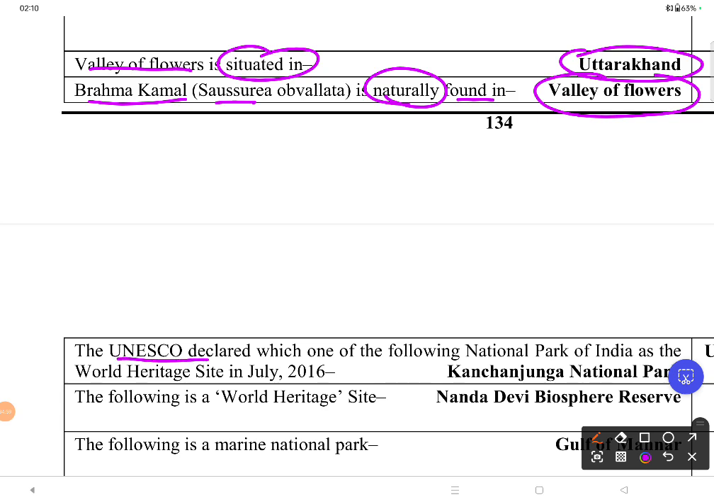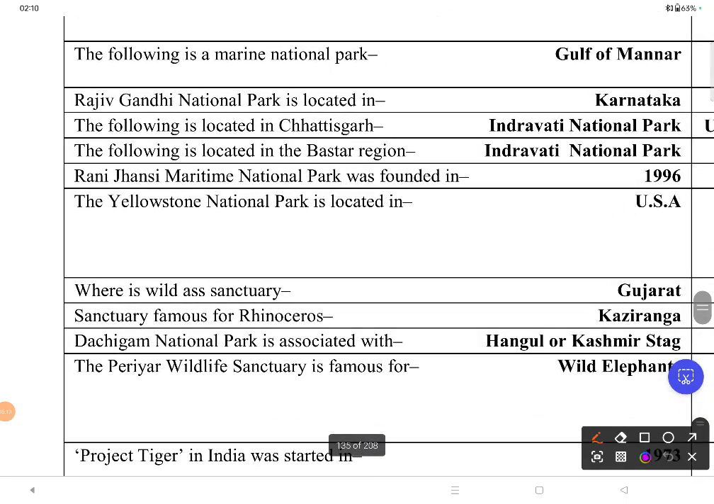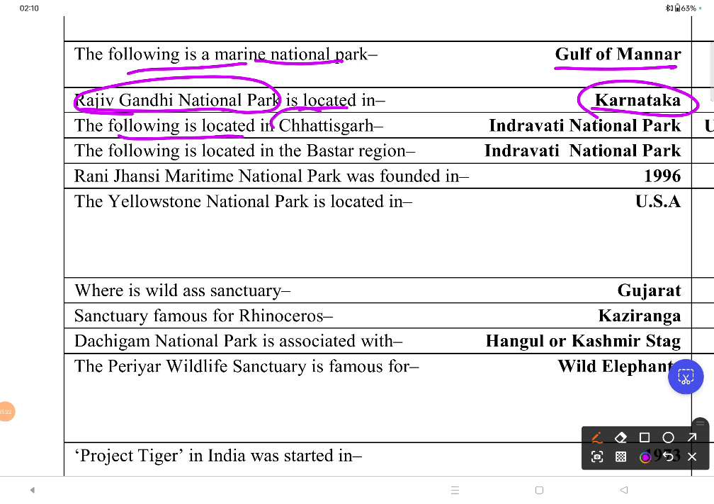UNESCO declared which one of the following national parks of India as a World Heritage Site in July 2016? Kanchenjunga National Park. The following is a World Heritage Site: Nanda Devi Biosphere Reserve. The following is a marine national park: Gulf of Mannar. Rajiv Gandhi National Park is located in Karnataka. The following is located in Chhattisgarh, Indravati National Park. The following is located in the Bastar region, Indravati National Park.